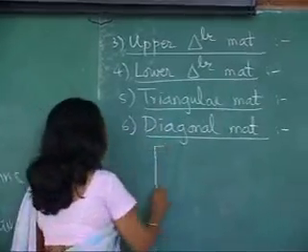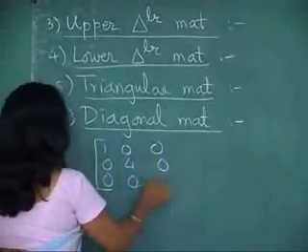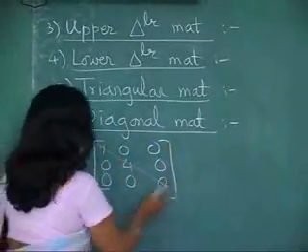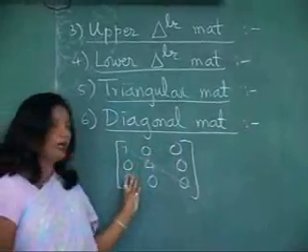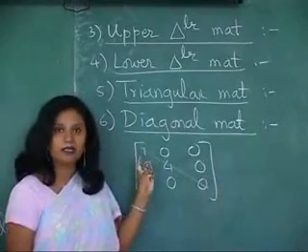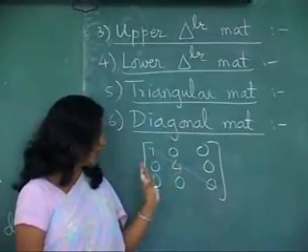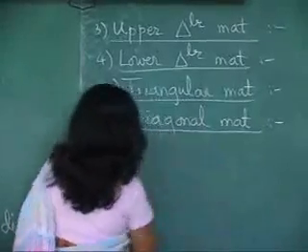For example, this is a diagonal matrix because all elements above the diagonal and below the diagonal are zero. Elements on the diagonal can be anything. They could be zero, they could be non-zero. So this is an example of a diagonal matrix.